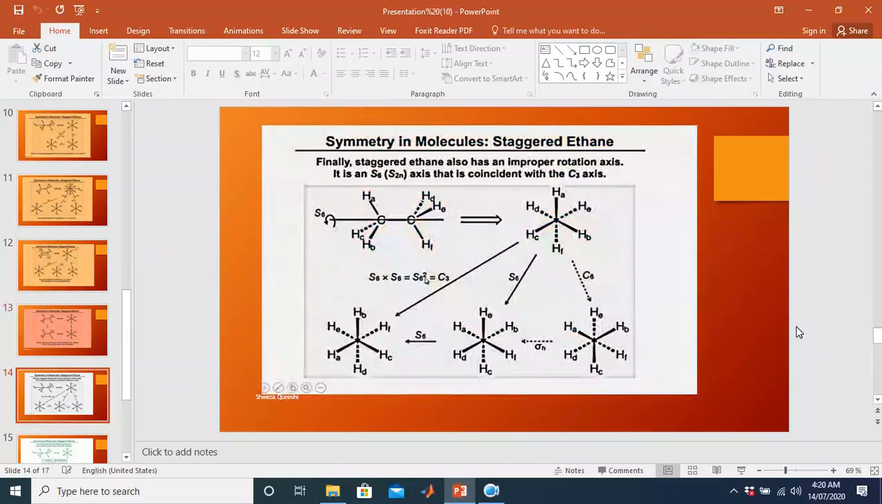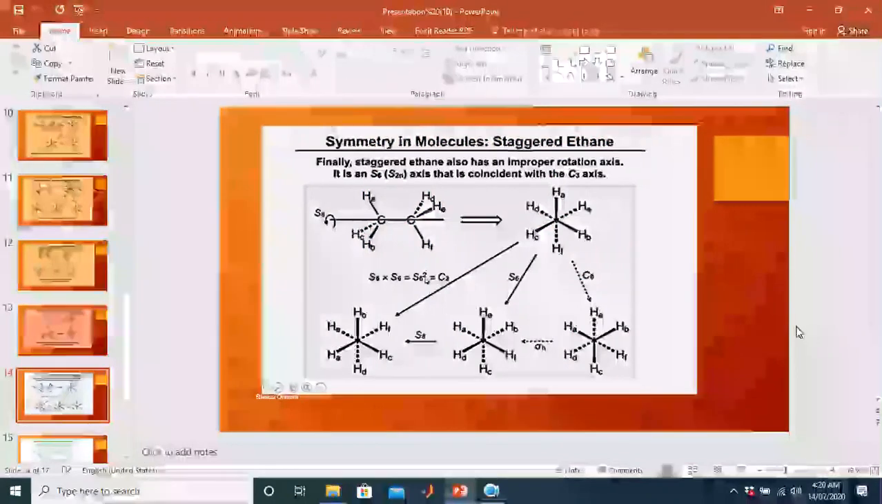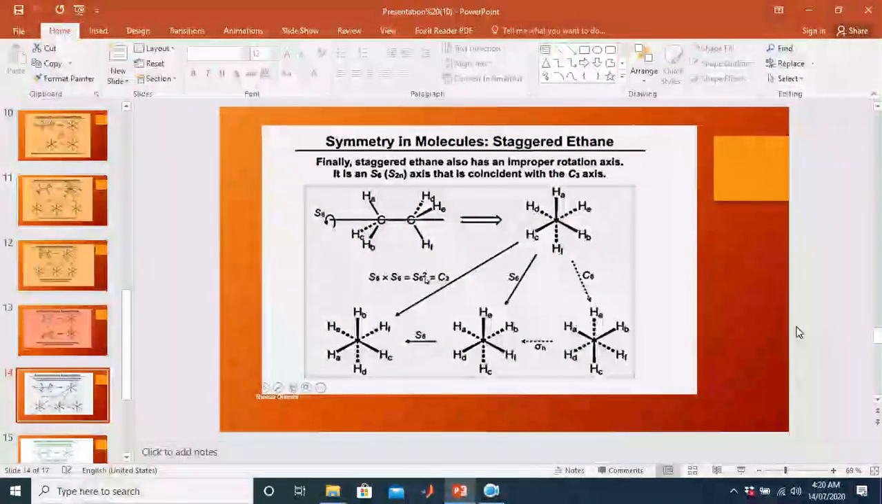Improper rotation. Finally, staggered ethane also has an improper rotation axis. It is an S6 axis that is coincident with the C3 axis. Rotation followed by reflection is known as improper rotation. S6 means we need to apply C6 first. C6 means 360 over 60. We need to rotate the molecule 60 degrees anti-clockwise.